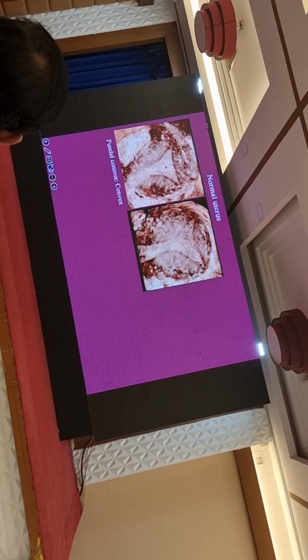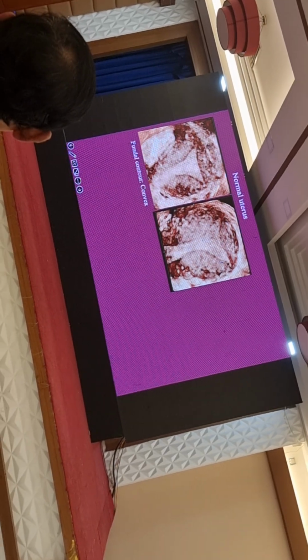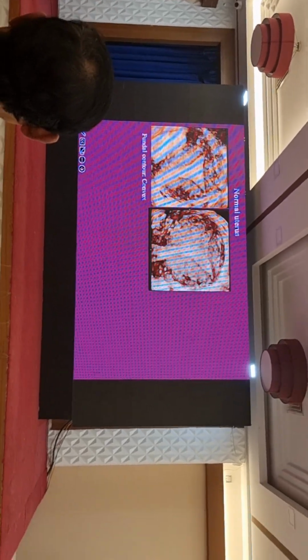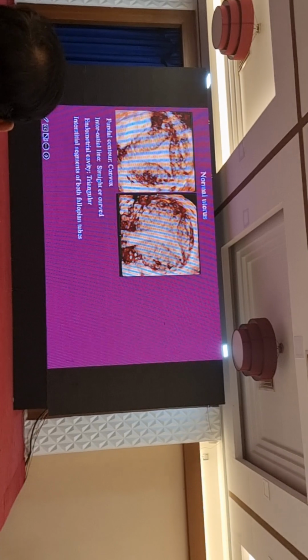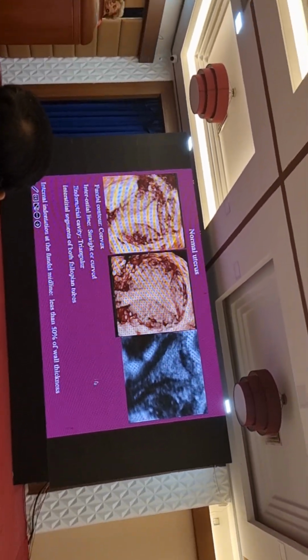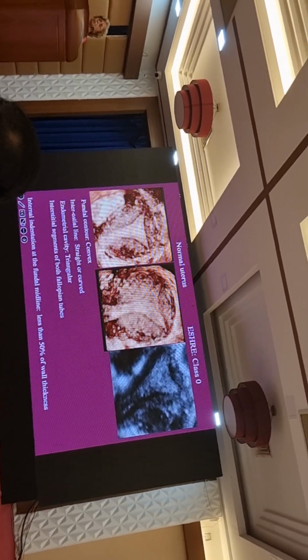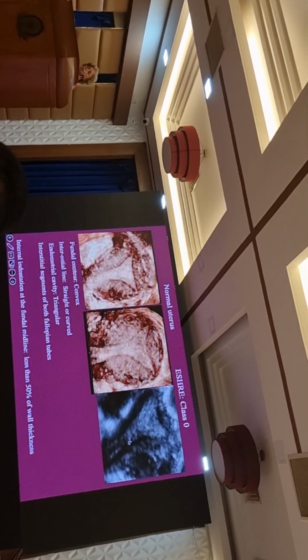This is just a normal uterus. There's normal fundal contour, there's a flat anterior margin, there's a triangular endometrial cavity, there are two interstitial segments of the fallopian tube, and there's a minimal indentation which may be considered normal if it's less than 50%. Now, the ESHRE/ESGE classification, because it includes it, is class 0.